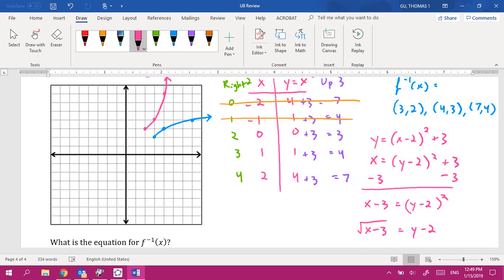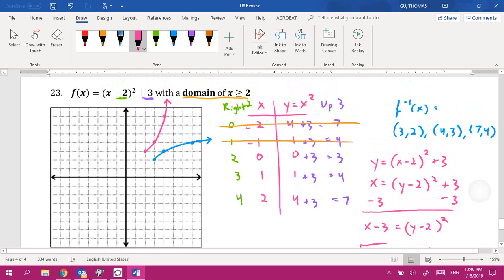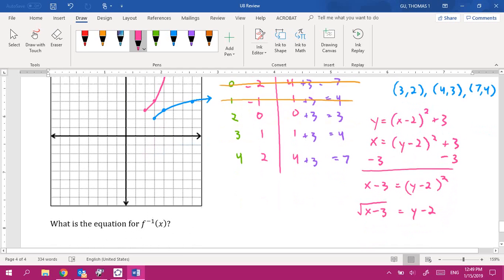There's a restriction on the domain this time. You see how they cut half of it off, right? This time we can also see from our graph, is this the top half or the bottom half? Is it the positive or the negative? Only the positive is shown right there. So that's why we don't use the negative square root right here.